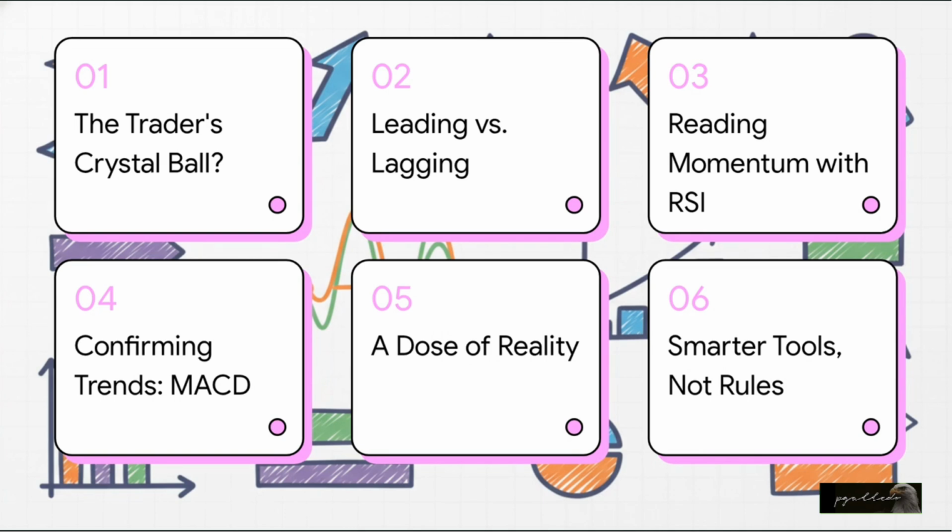We're going to start with the big question. Are these things a crystal ball? Then we'll get into a really key idea, leading versus lagging indicators. After that, we'll break down RSI and MACD one by one, and then we're going to hit you with a serious dose of reality before we talk about a much smarter way to think about all this.